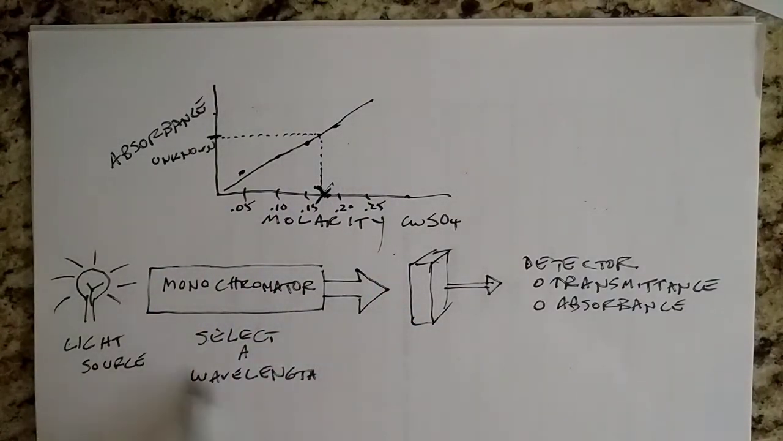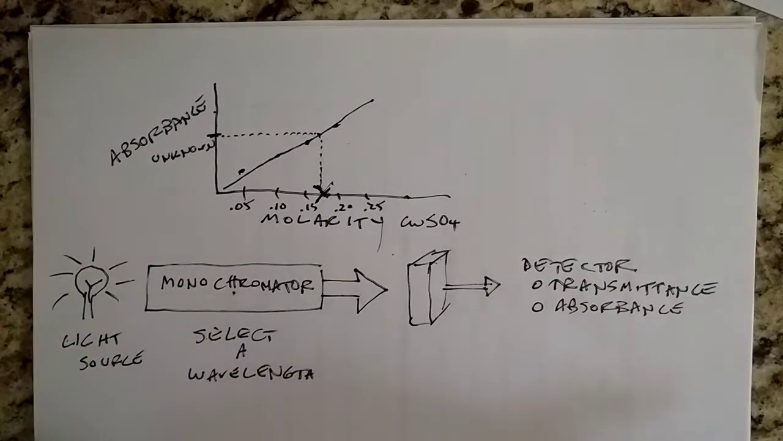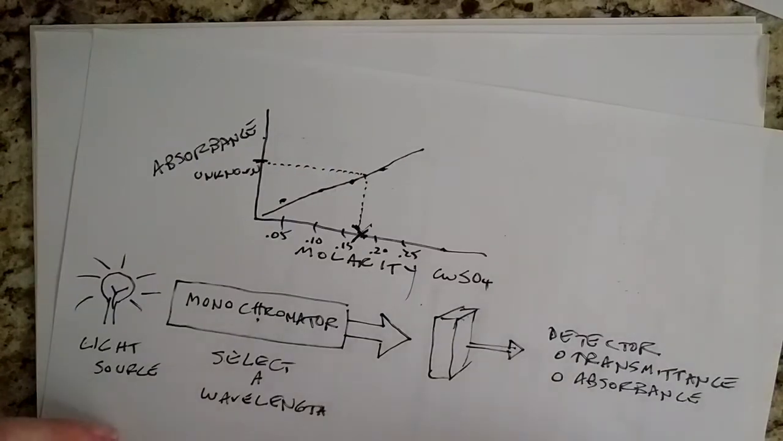However, we got to figure out this. What wavelength should we use? Because solutions absorb differently at different wavelengths. How do we pick the wavelength to even set our spectrometer to? That's what this question is really asking. So let's go back and look at that graph that they gave us in the problem.